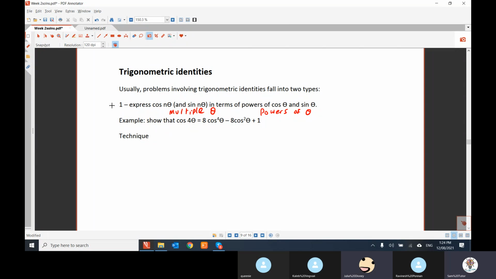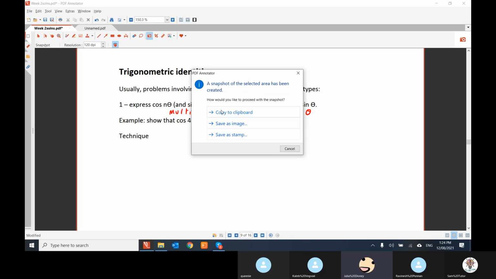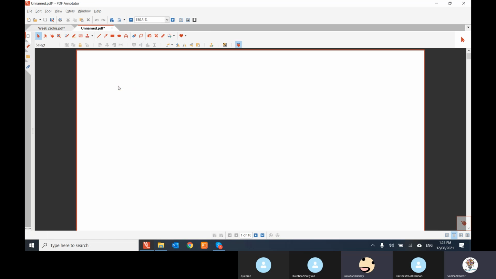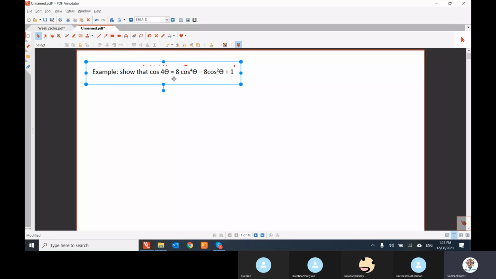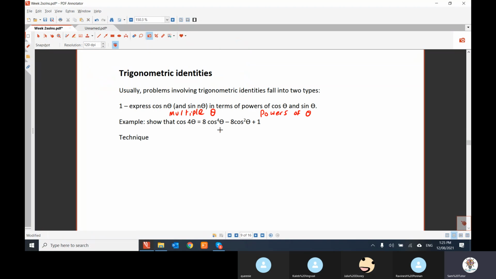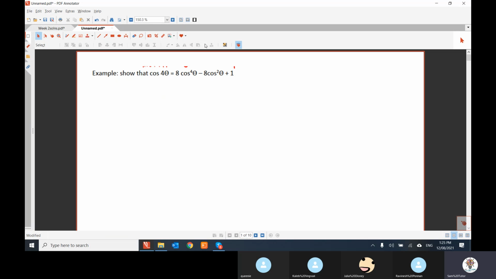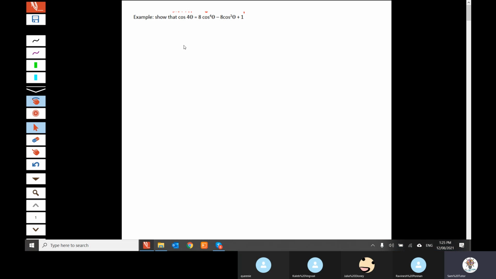Sir, so the difference between the two is just which one is the subject? Yeah, that's what you've got to realize. If the multiple angle is the subject, then it's type 1. If a power is the subject, then it's type 2. Correct. All right, so how do we do these ones?